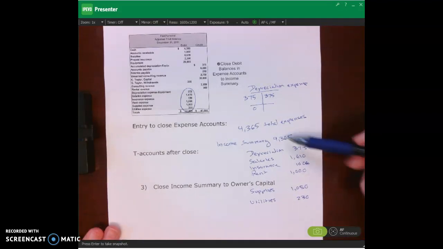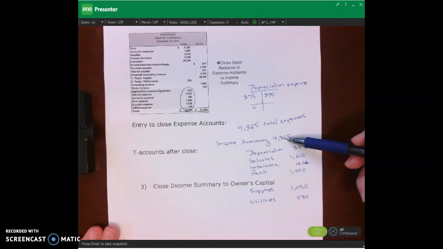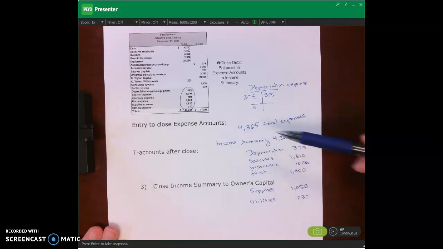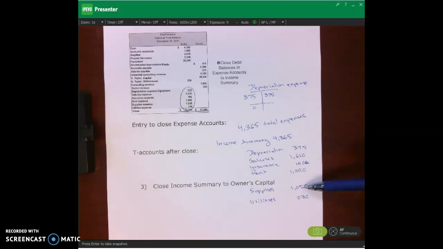So this is my journal entry: debit to income summary, 4,365, credit depreciation, 375, credit salaries, 1,610, credit insurance expense, 100. All these numbers again are coming from the adjusted trial balance. Credit to rent expense, 1,000, credit supplies expense, 1,050, and credit utilities, 230. Okay, so that's the second step.